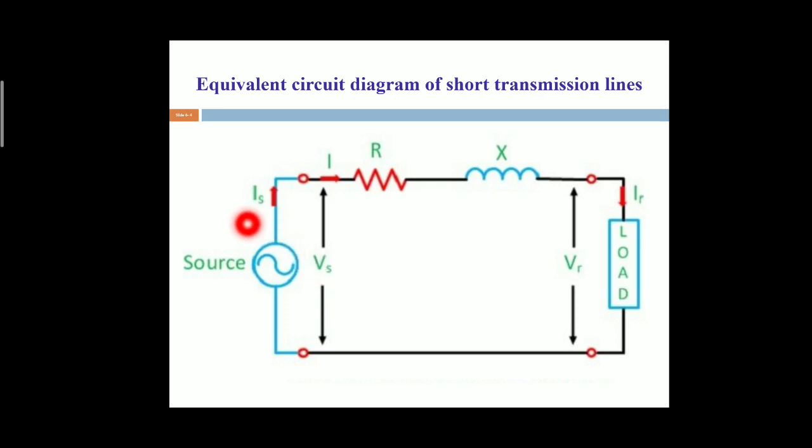Okay, next one is the Is. Is is the sending end current. Next, I is the current flowing. These parameters R and X are the resistance and reactance of this short transmission line. Okay, this is the overall equivalent circuit diagram for the short transmission line.